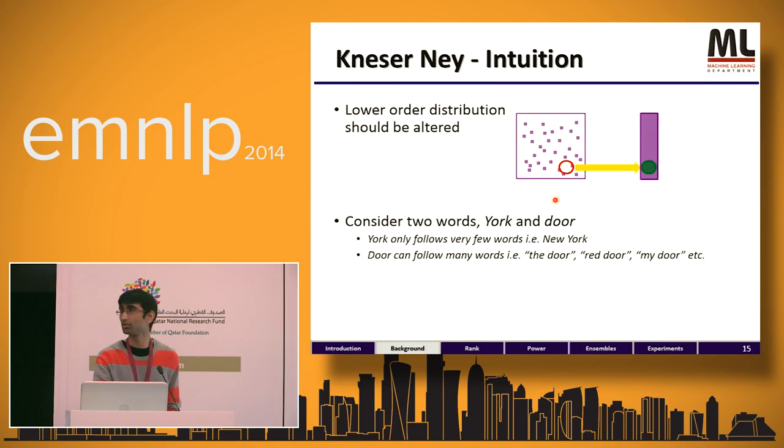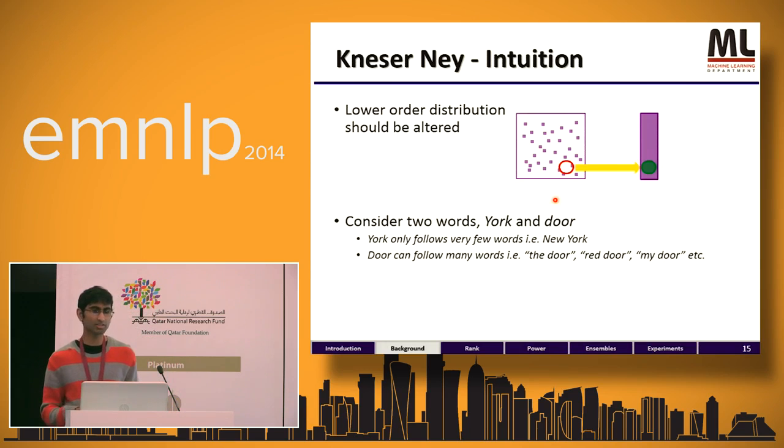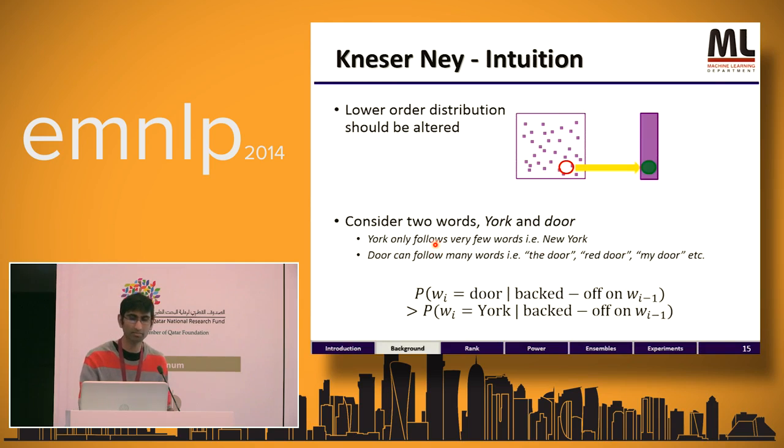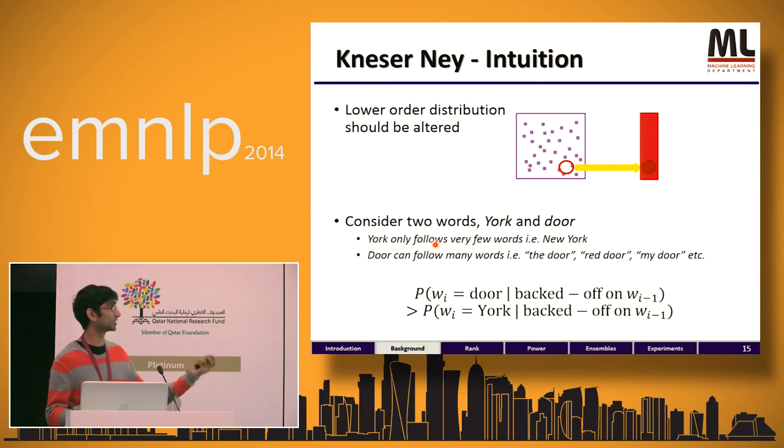York follows very few words like New York. Door follows a lot of words, the door, red door, my door. And so this means that if I backed off, I probably had some rare context. And the subsequent word is much more likely to be door than it is to be York. Because if it was York, I had very specific phrases, and I'm much more likely to have some unknown context appear here rather than with York. And mathematically, you can write this as the probability of door, given the fact that I backed off, is greater than the probability of York, given the fact that I backed off, independent of the actual marginal probabilities. Or not independent, but different than the original marginal probabilities. And I'm going to represent this alteration with this color change.